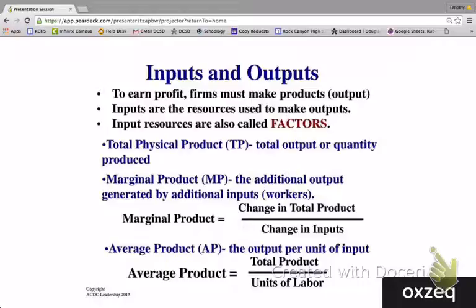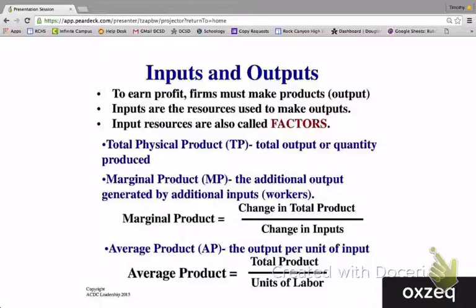Remember, marginal product is different. Marginal product means the additional output. Marginal always means additional, so it's the additional output generated by additional inputs. So if we add more workers, for each worker we add, how much more do they add to our total product? The additional output that they add to our total product is called the marginal product. So the marginal product is defined as the change in total product divided by the change in inputs.